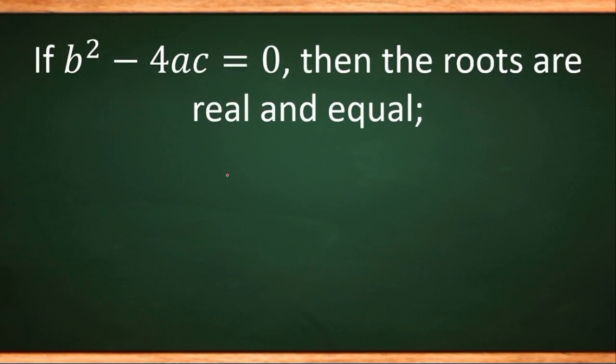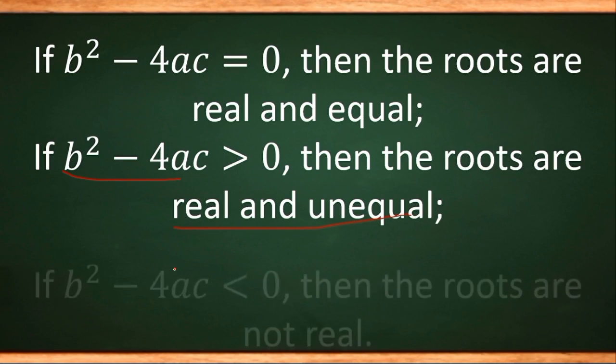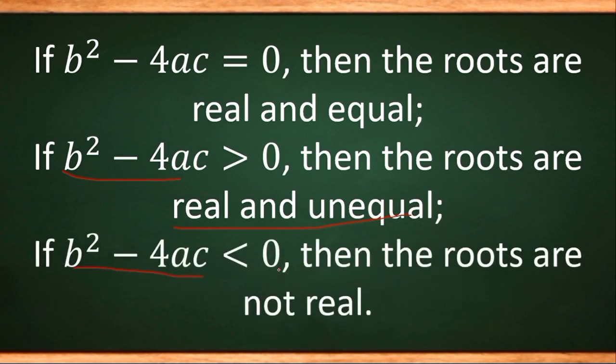It says here, if b squared minus 4ac is equal to 0, then the roots are real and equal. Again, if b squared minus 4ac is equal to 0, the nature of the roots is real and equal. If the discriminant is greater than 0, the nature of the roots is real and unequal. If the discriminant is less than 0, ibig sabihin pag ang value ng discriminant is a negative integer, then the nature of the roots is not real.